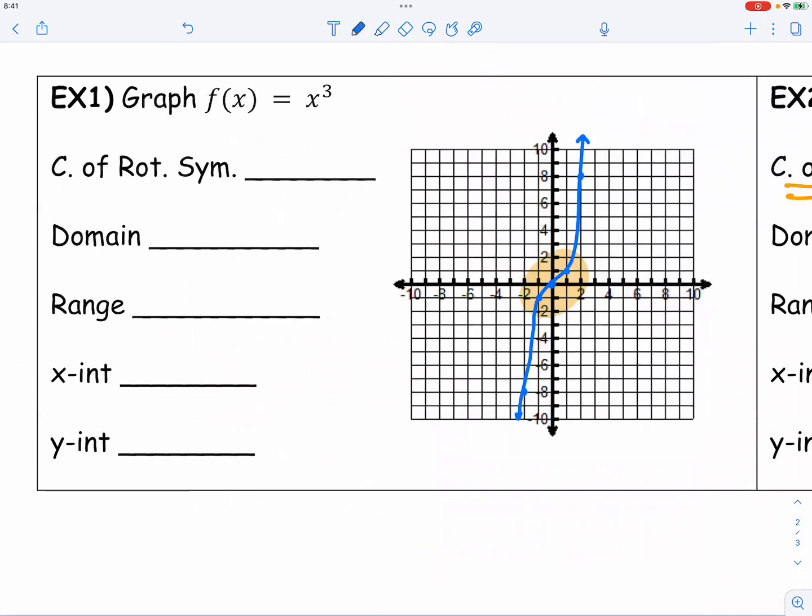Okay, so center of rotational symmetry, like your quote unquote starting point, that's going to be your 0, 0. Domain and range, it gets boring time after time because it's always going to be from negative infinity to infinity. The x-intercept in this case would be 0, 0. And that would be the same thing as your y-intercept. So this one's kind of boring.